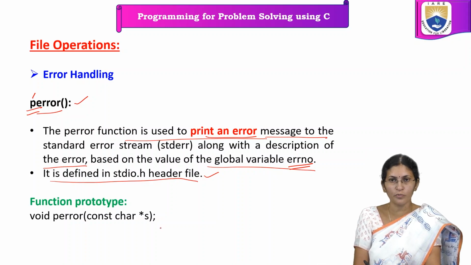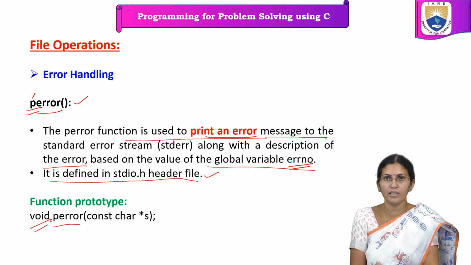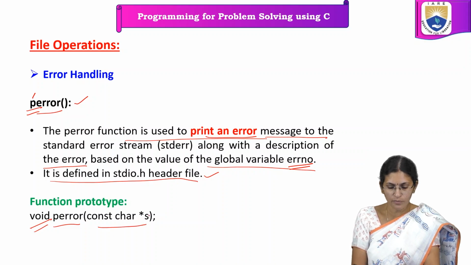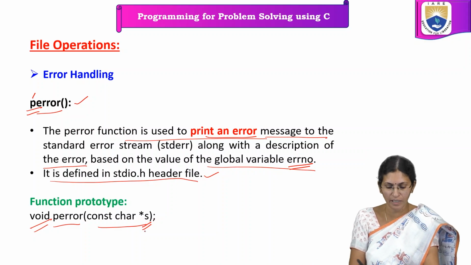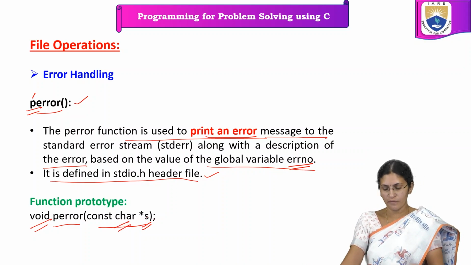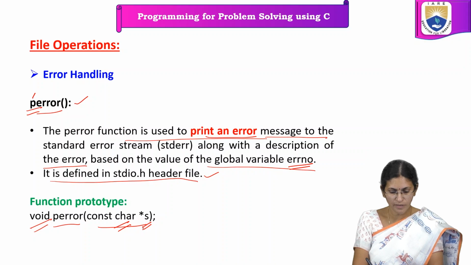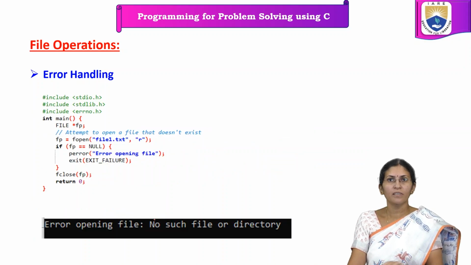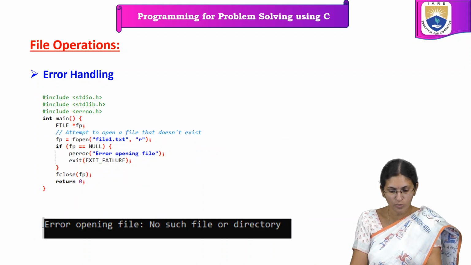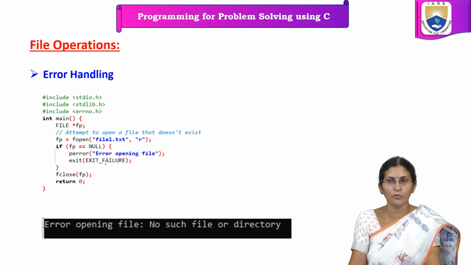This is the function prototype. perror is the name of the function. The return type is void, so it does not return anything, but it takes one argument, s, which is a pointer variable of type character, a character pointer. Next, let us see the use of this perror function with the help of a program.